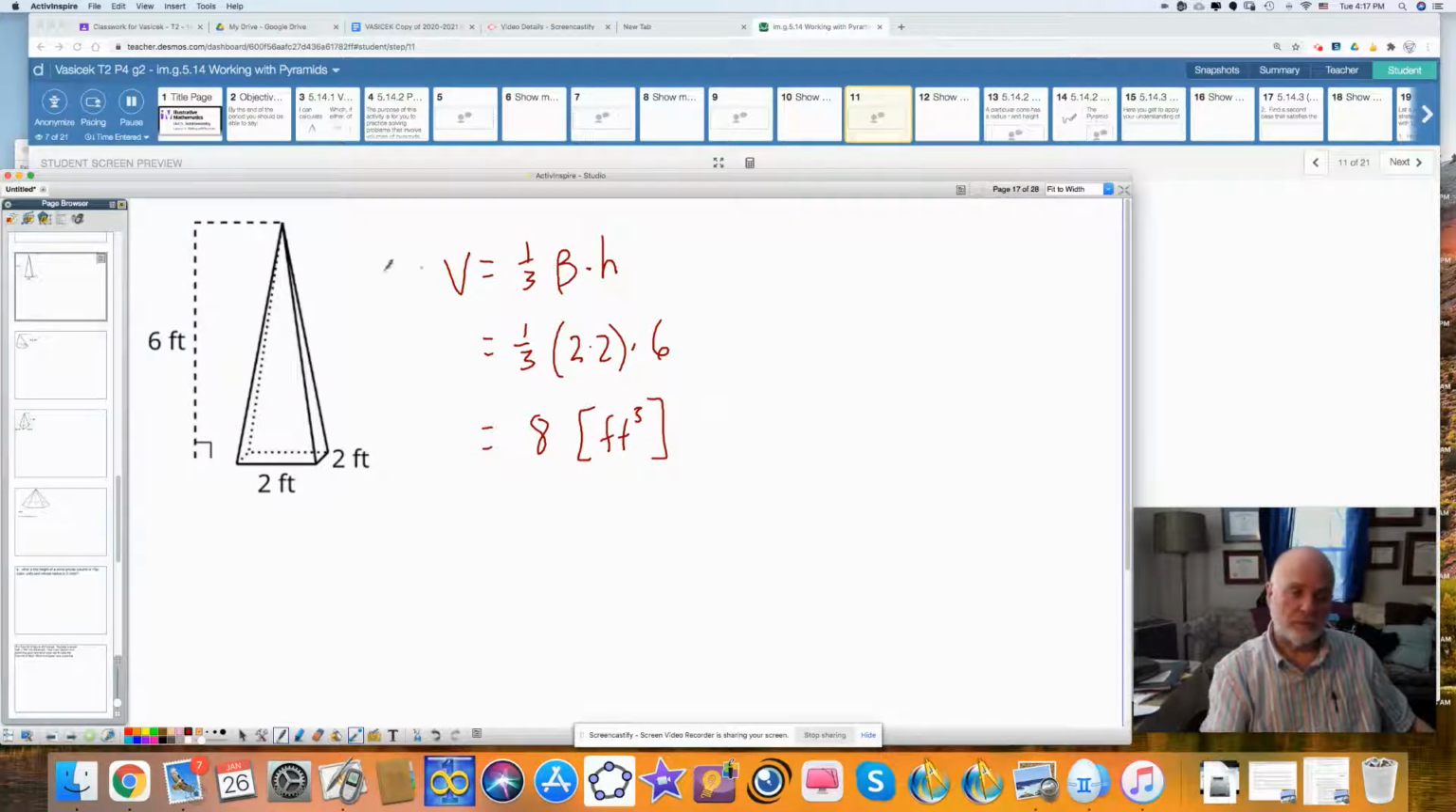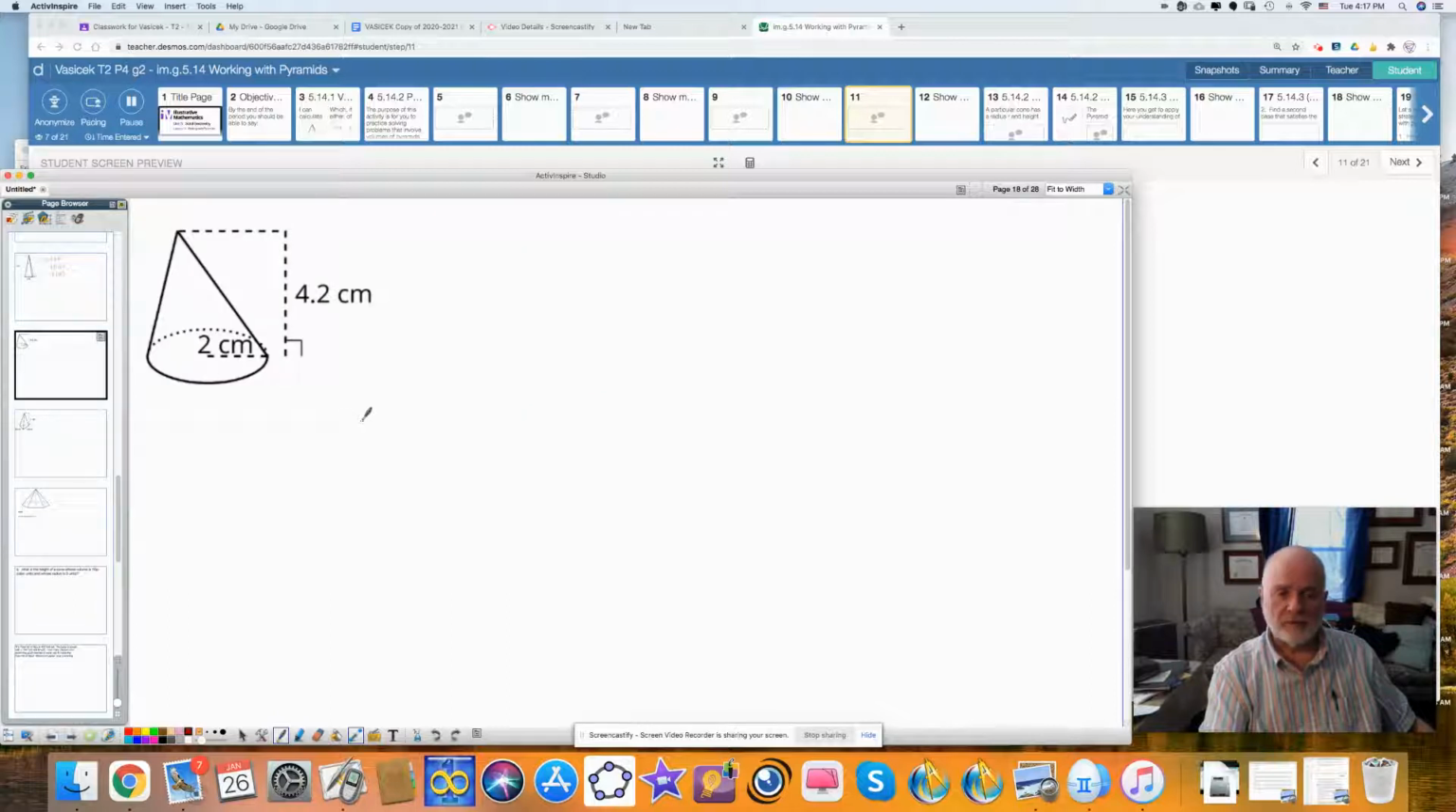Next we have what looks like an oblique cone. A cone has a volume of 1/3 the area of the base times the height.